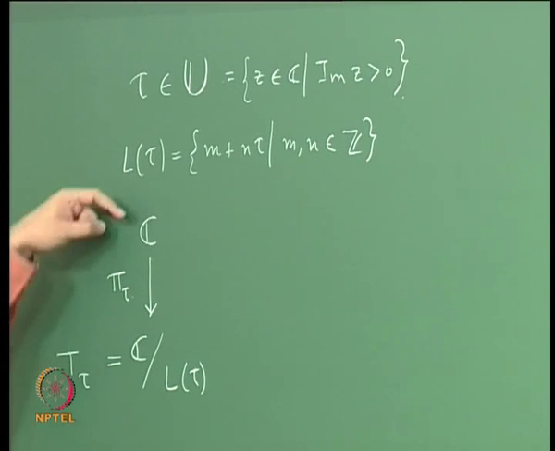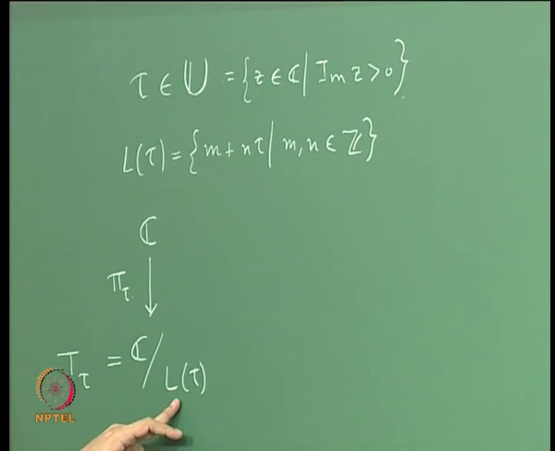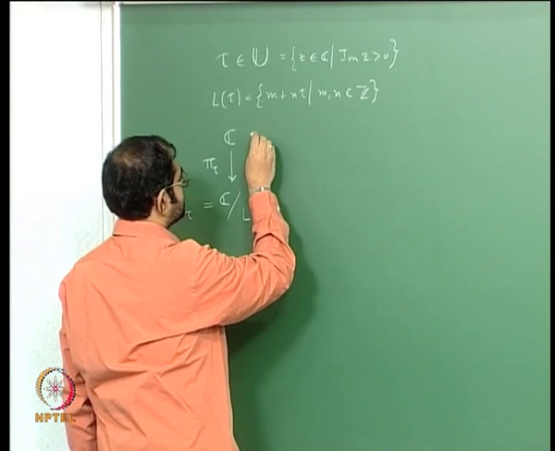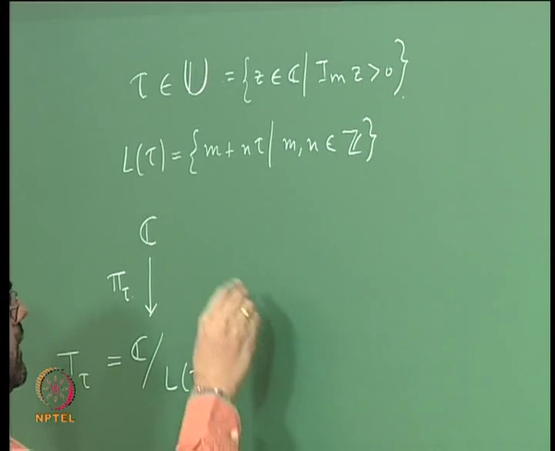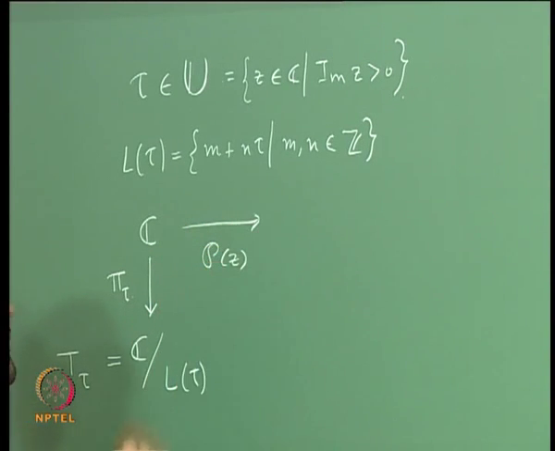And we know that this is a universal covering with the deck transformation group equal to the fundamental group of the torus, which can be identified with L of tau. So the point is we defined the Weierstrass phi function, phi sub tau of z.